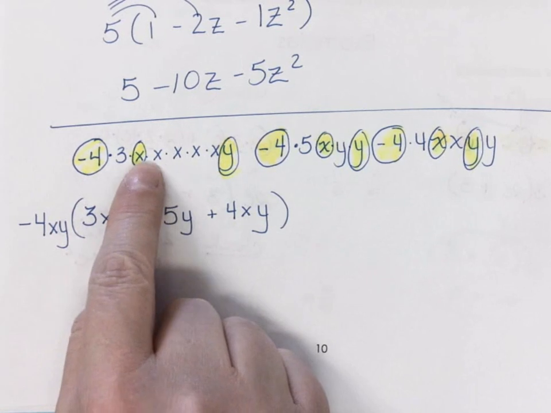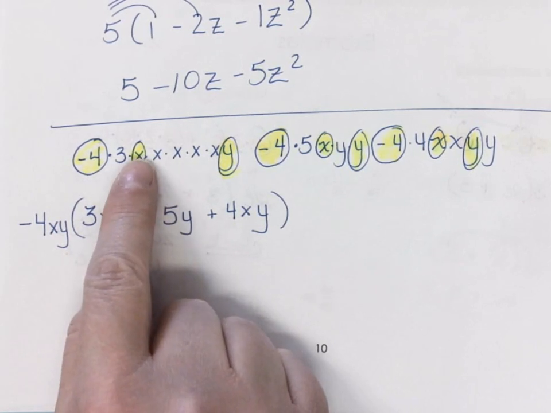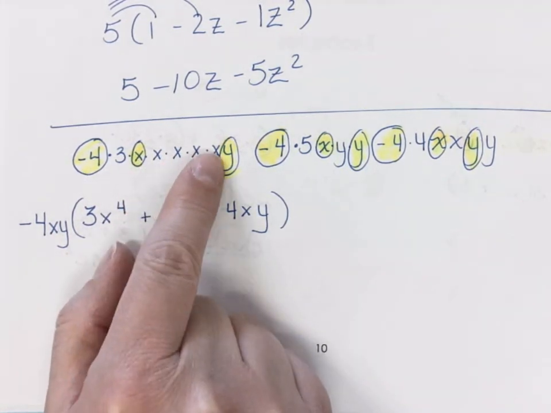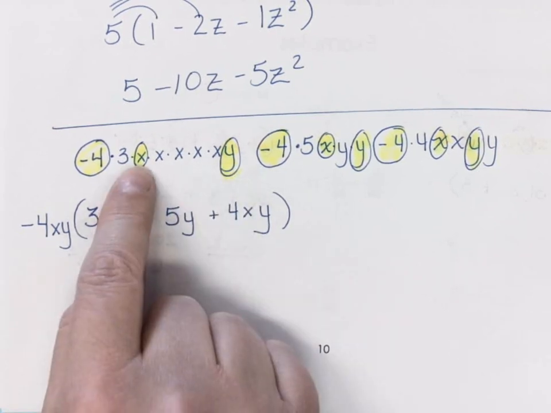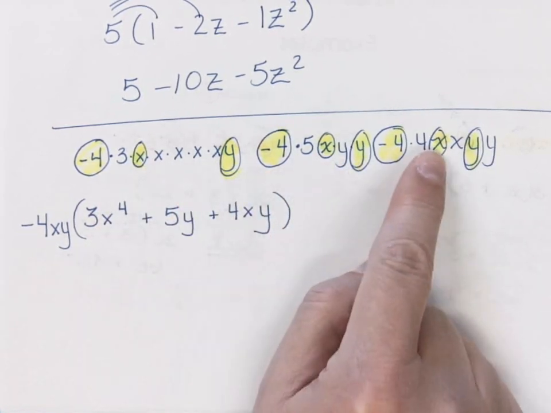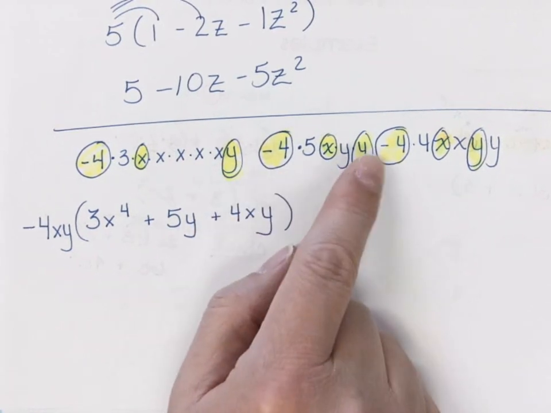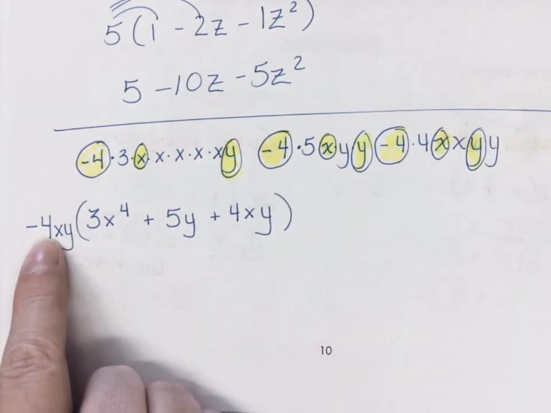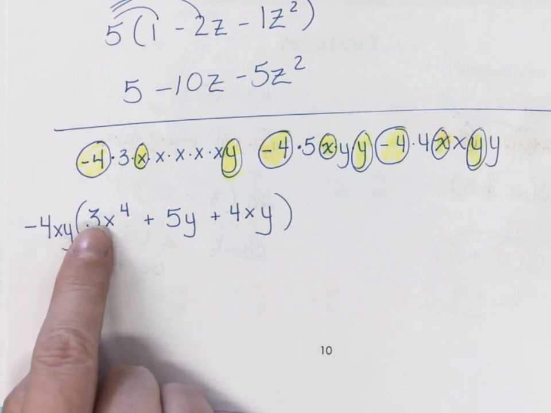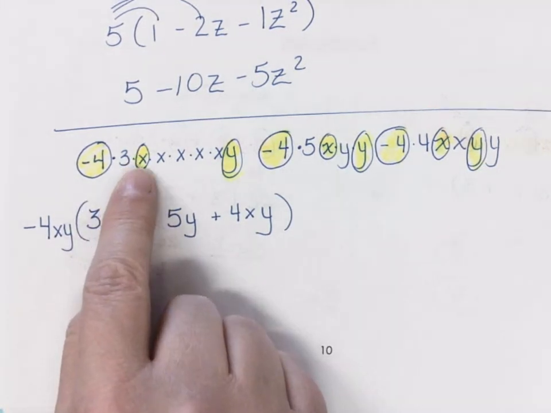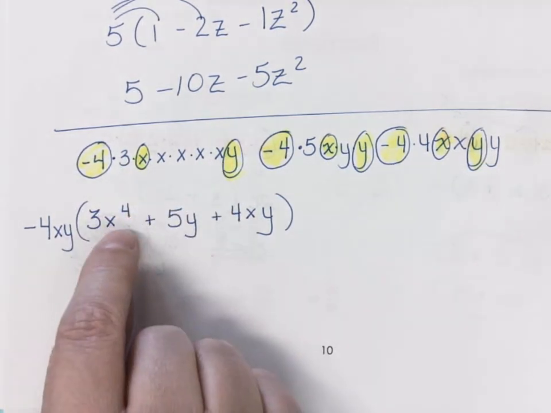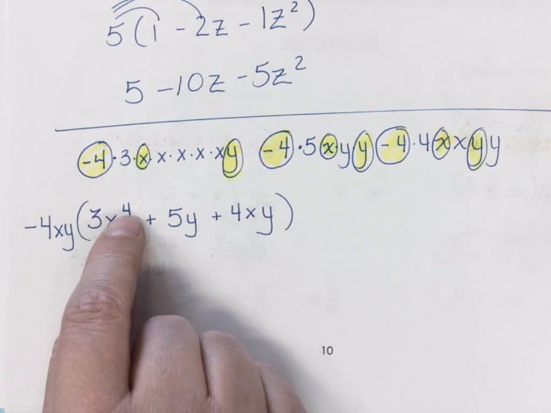So also an X was common, and so I spread my X's out. 1, 2, 3, 4, 5. So I spread them all out, but 1X was common. There was only 1X that was common because of this term. And then my Y, a single Y was common. So I pulled out my negative 4XY, and that left me with 3. And how many X's? There's 4, so that is an exponent of 4.